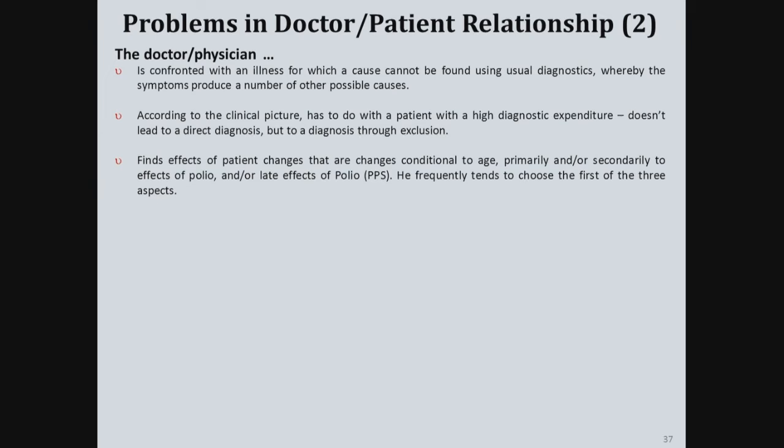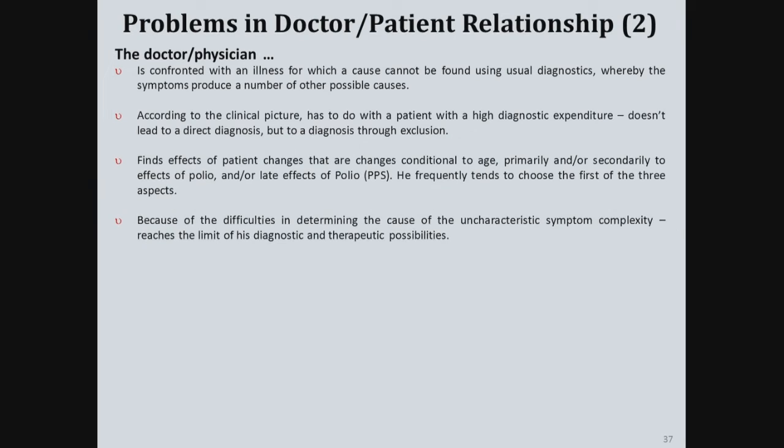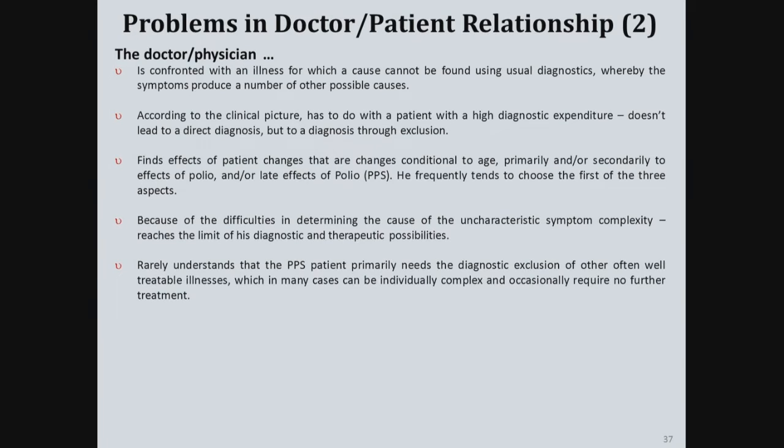Finds effects of changes to patient that are changes conditional to age, primarily, and secondarily effects of polio and/or late effects of polio, PPS. He frequently tends to choose the first of the three aspects. Because of the difficulties in determining the cause of the uncharacteristic symptom complexity, reaches limit of his diagnostic and therapeutic possibilities. Rarely understands that the PPS patient primarily needs the diagnostic exclusion of other often well-treatable illnesses, which in many cases can be individually complex and occasionally require no further treatment.